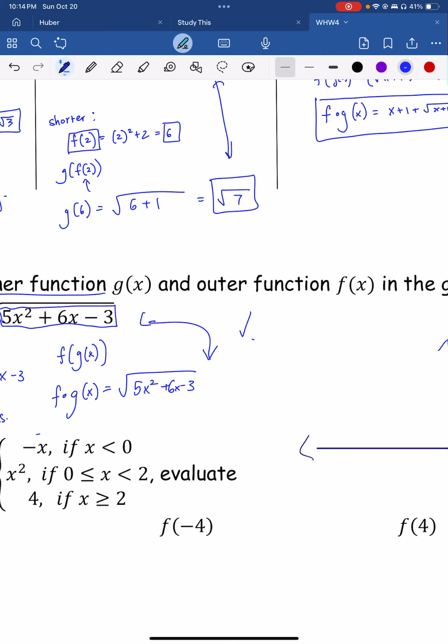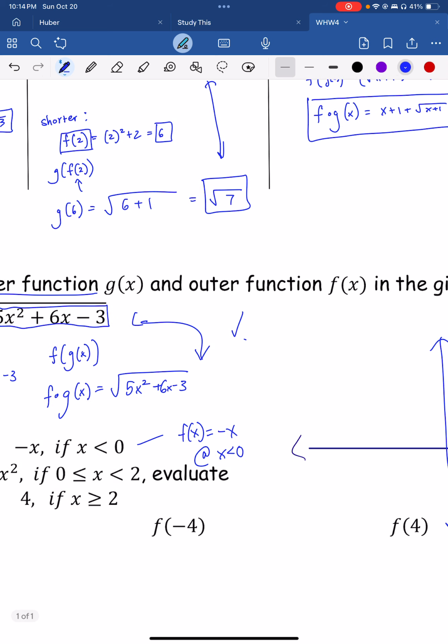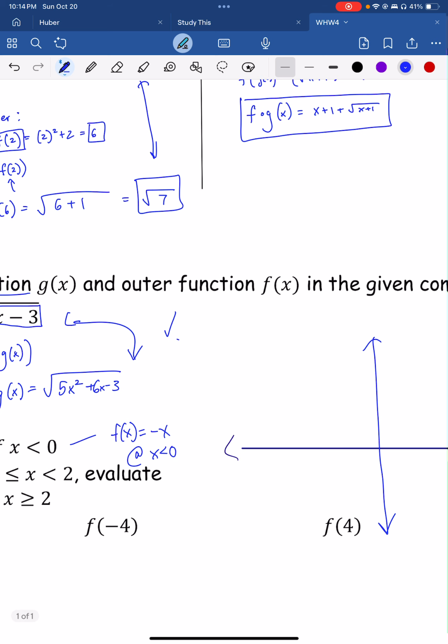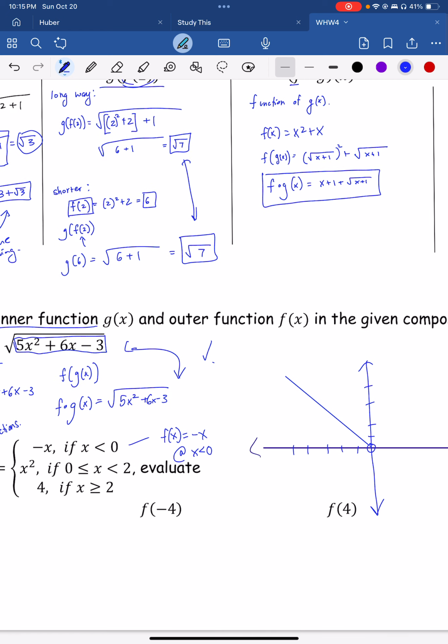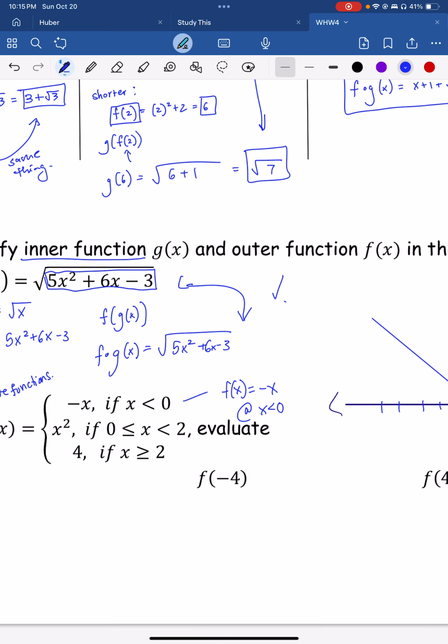So it's saying that y is equal to f of x is equal to negative x when x is less than 0. X is less than 0 here, around here. So I'm just going to do an open circle and a line. And then these are all points. This is a rough estimate sketch, so it's not exactly exact.